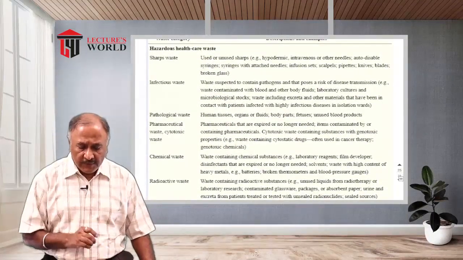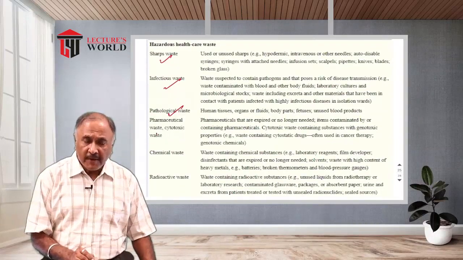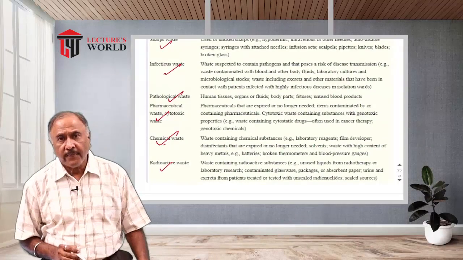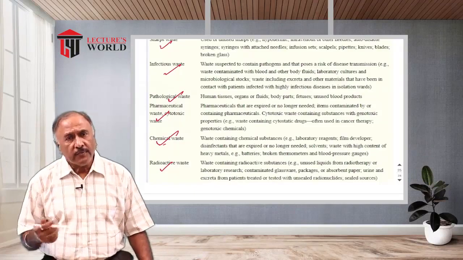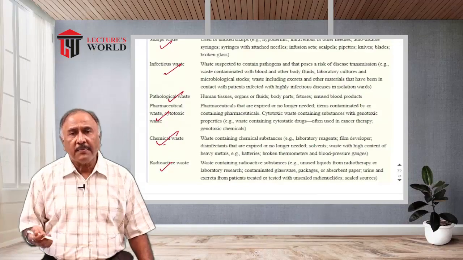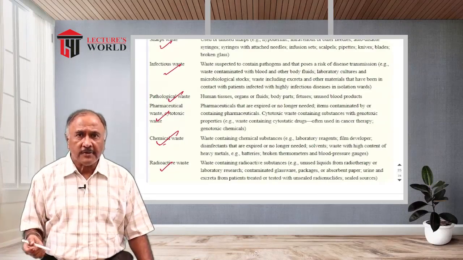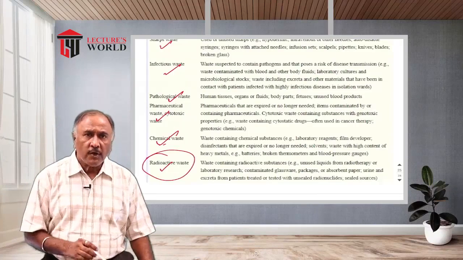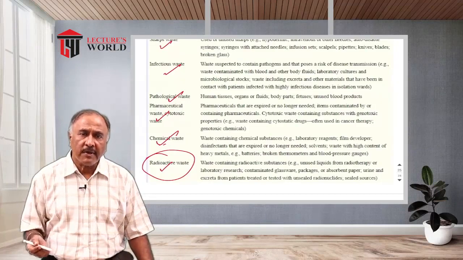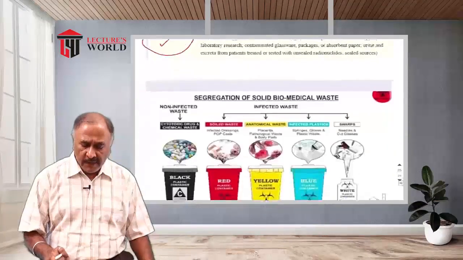So these are the various categories: sharp waste, infectious waste, pathological waste, pharmacological waste, pharmaceutical waste, chemical waste and radioactive waste. Radioactive waste is mainly used in cancer hospitals, or for example in diagnosis of certain diseases. Various tests use radioactive materials. So these radioactive materials are used for diagnosis as well as for treatments. Certain radioactive chemicals are used for treatments. So these kinds of waste have to be properly collected.